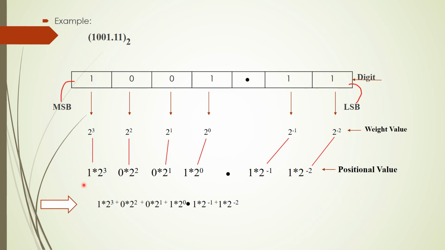Then the positional value, that means the product of the individual digit and the weight value. See, 1 into 2 raised to 3 is the positional value for this digit. 0 into 2 raised to 2, 0 into 2 raised to 1 and 1 into 2 raised to 0. After the binary point, 1 into 2 raised to -1 and 1 into 2 raised to -2. This is the positional value. And the sum of all positional values gives the decimal value of the binary number.